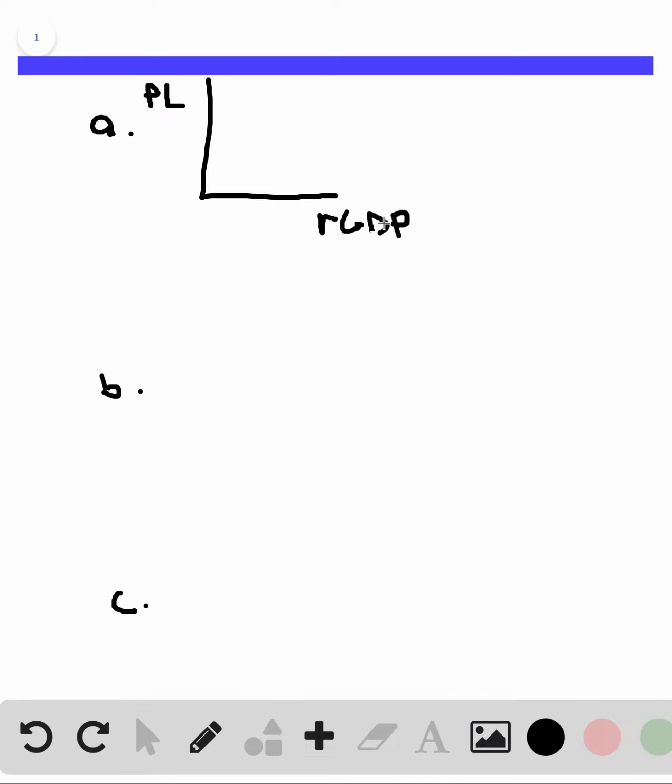Okay, so we have the long run aggregate supply curve, long run aggregate supply curve, and here we are going to have a short run aggregate supply curve.